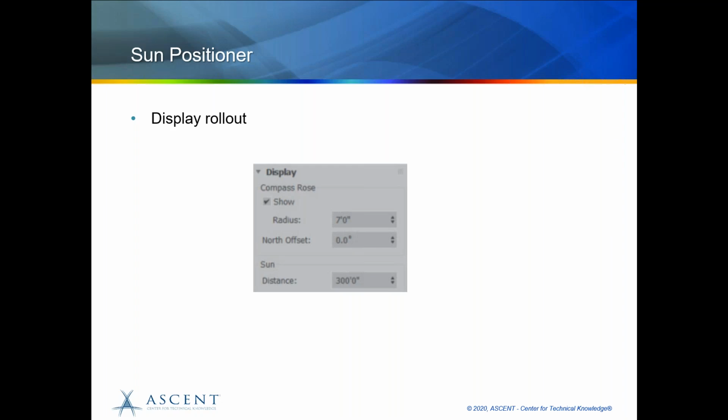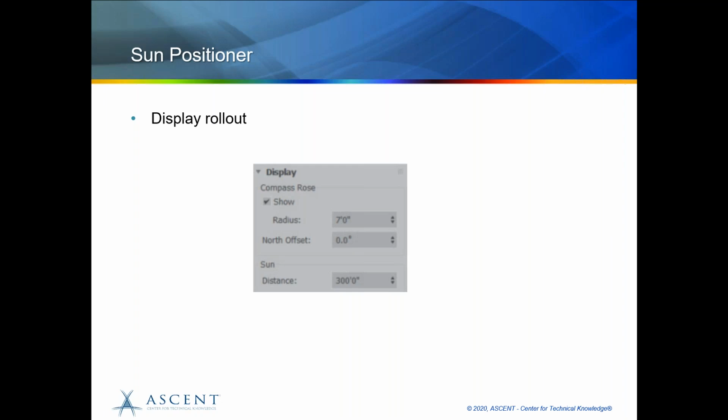In this display rollout, we can modify the radius of the compass rose. We can also change the orientation of the cardinal direction by using the north offset. And we can also set the distance of the sun. We already did this using the 3 clicks. But if we want to modify it, for example, if we didn't set the right north direction, or we didn't set the right way where the east of the building is, we can go in here to the north offset and just modify it. Again, the distance of the sun, like the altitude of the sun to begin with, we can just set it here again.